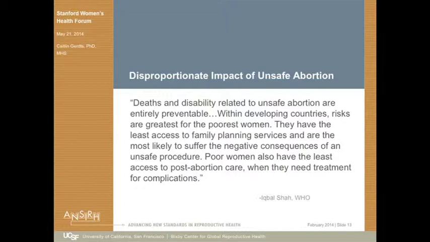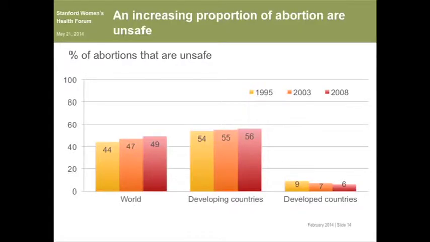They have the least access to family planning services and are the most likely to suffer the negative consequences of an unsafe procedure. Poor women also have the least access to post-abortion care when they need treatment for complications. And unfortunately, recent data suggest that an increasing proportion of all abortions that occur in the world are unsafe. And we see, of course, that the greatest proportion of unsafe abortions occur in the developing world.